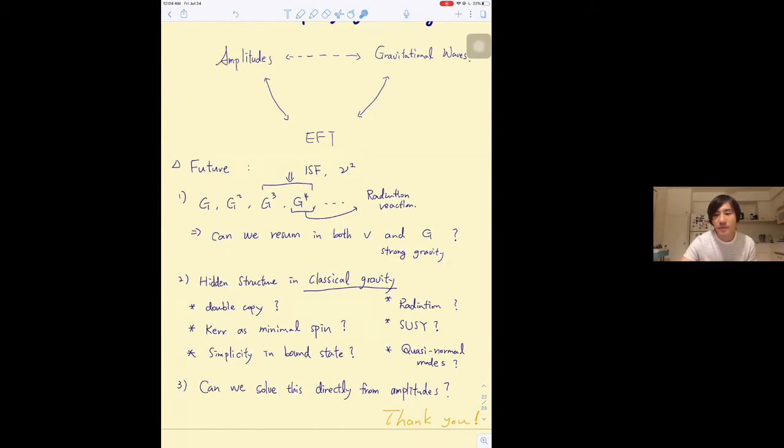One more thing I wanted to ask was, the EFT that you work with was for elastic scattering, right? Is there any development for inelastic scattering, like radiation emitted, for example? Is there an EFT?